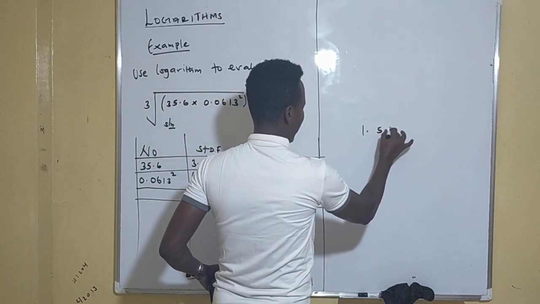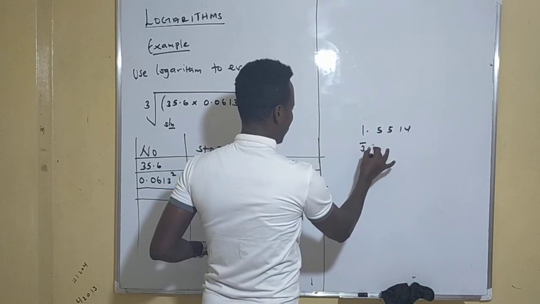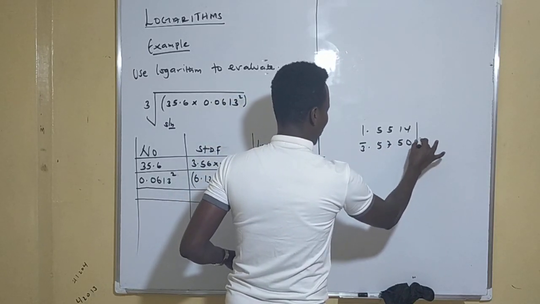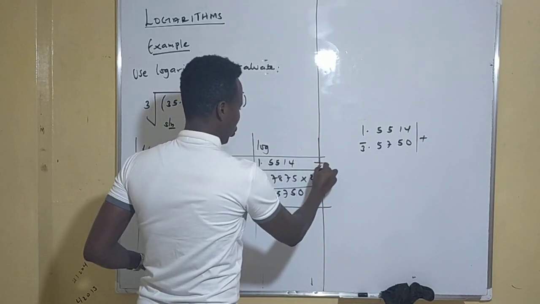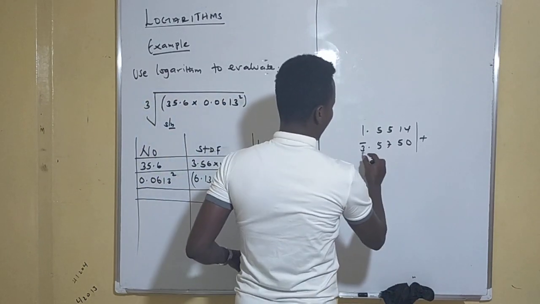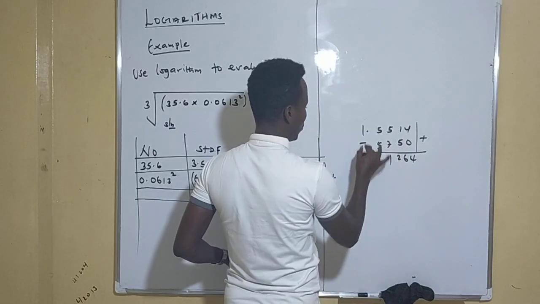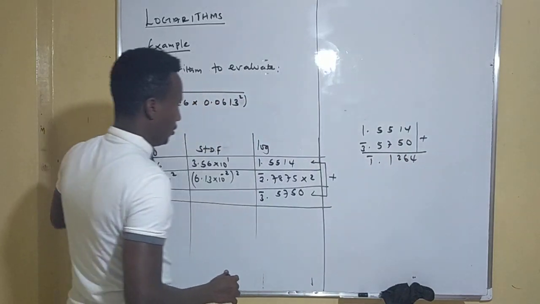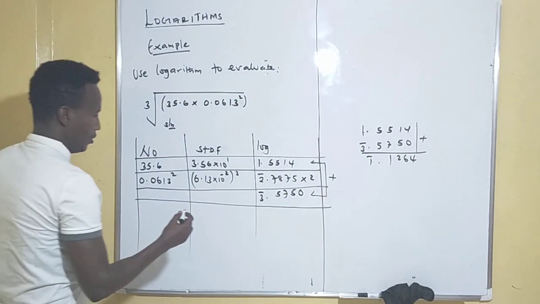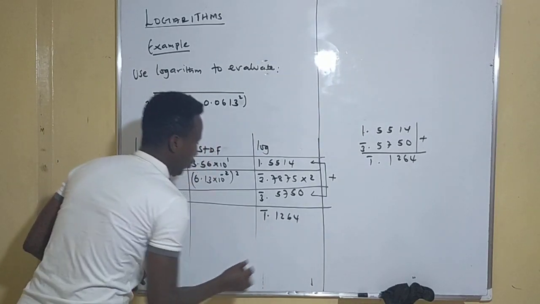We have 1.5514. We have bar 3 5750. Remember, we are adding. You show them that you are adding these two, okay? Then this will be how much? 4, 6, 12 carry 1, 11 carry 1, 2, negative 1. So 2 plus negative 3 is what? That is negative 1. So this one, you're going to get bar 1, 1, 2, 6, 4.